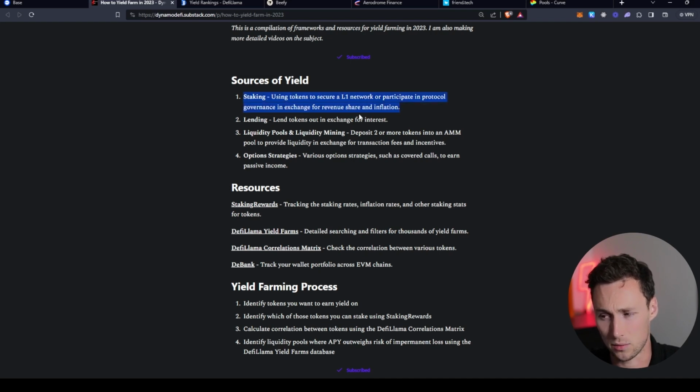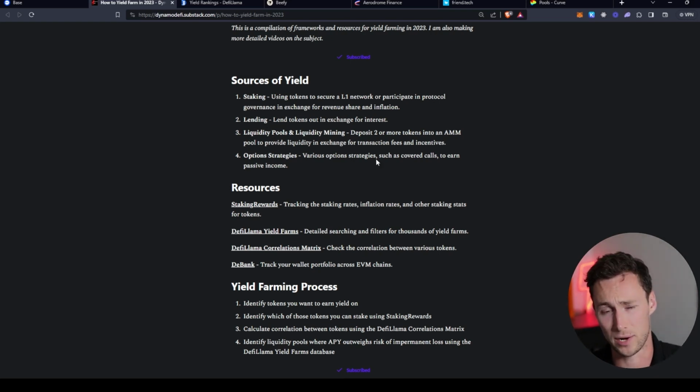There's staking, that would be like Ethereum staking. We're not really going to use that in this video because Base is a layer 2, so staking wouldn't be so relevant. There's lending tokens, so you can lend out tokens in exchange for interest payments or rewards. There may be some opportunities for that, but generally those rates aren't as good right now, especially in comparison to some of the rates that you can get outside of crypto with things like treasuries or money market accounts at the moment.